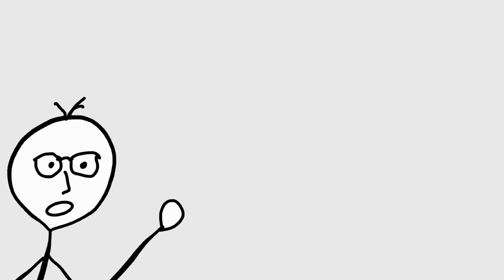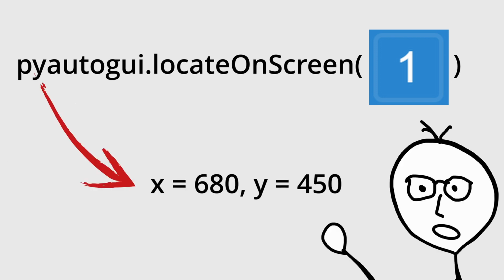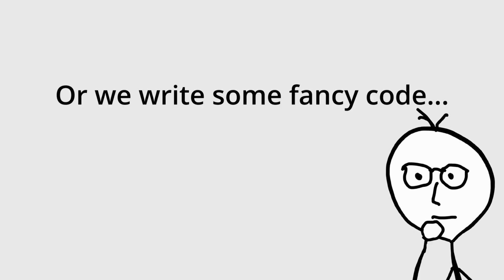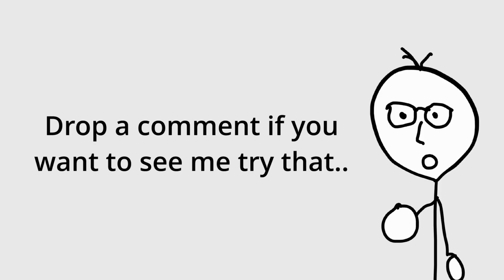The simplest way to do this I can think of is to use pyautogui.locateOnScreen. This is a function that takes an image and checks if it's on the screen. If it is, it will return the coordinates for the image. I could try to write some algorithm or computer vision program to understand numbers on the screen, but that sounds kind of hard and like it'll take a long time. If you really want to see me try and figure that out, let me know.